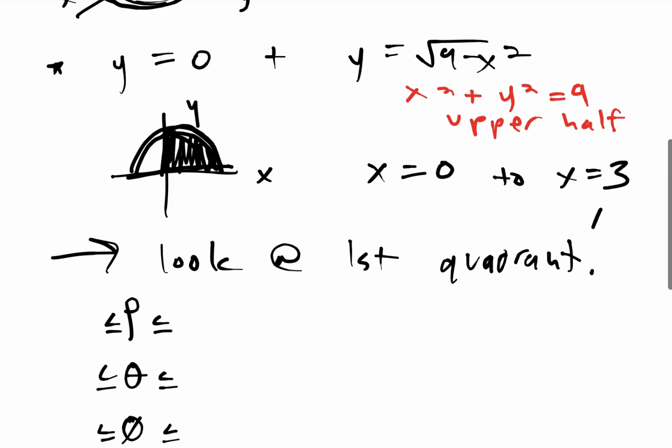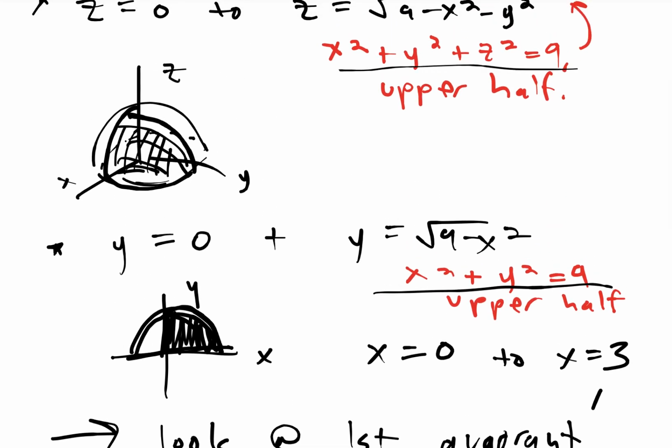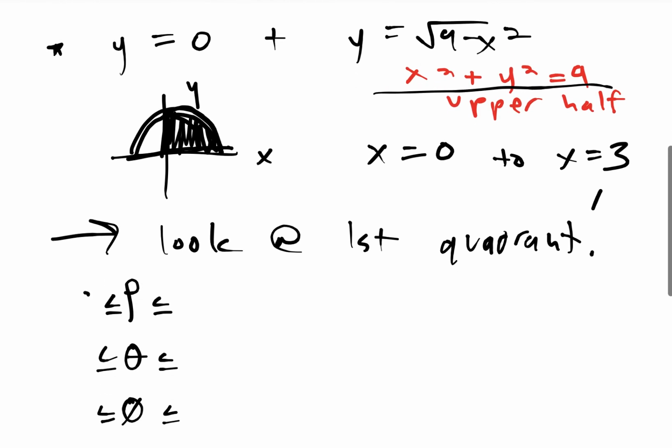Rho is supposed to be my distance out from the origin, and you'll notice my sphere that I'm dealing with has radius 3. So if I'm going with all my points from the origin all the way out, that's my bounds on rho. If I'm worried about my bounds on theta, well, we just talked about what was going on in the xy plane. This is only going to concern us if we're between 0 and pi over 2.